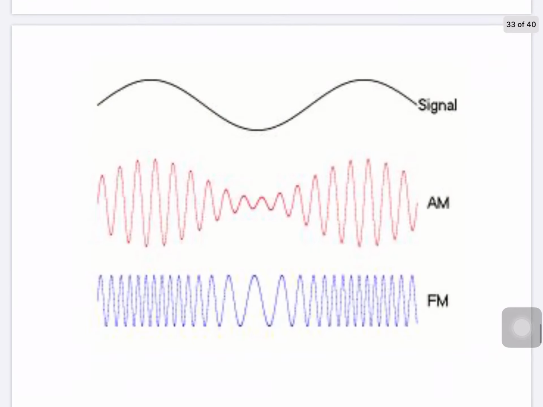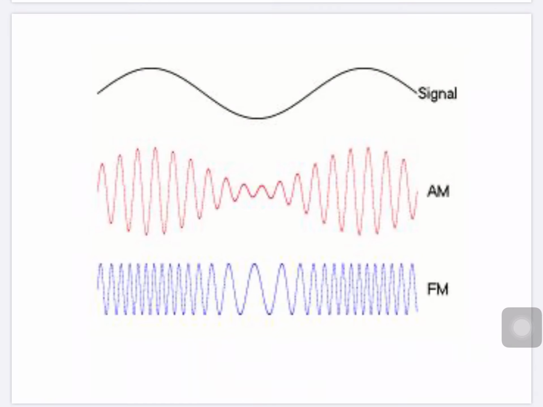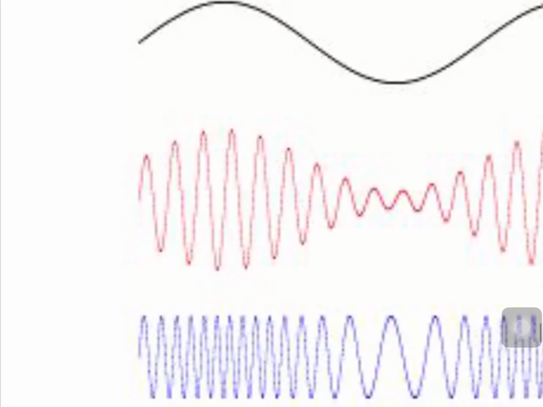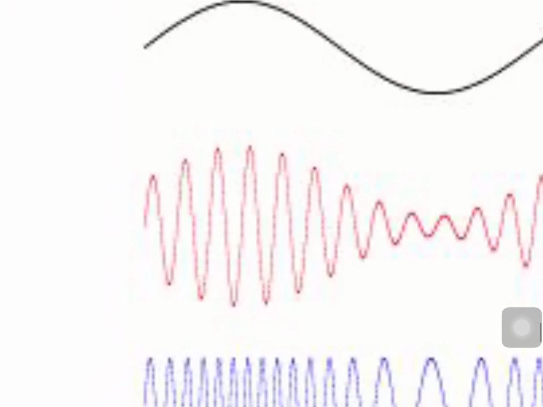Let us see first how a frequency modulated signal looks. The first signal is our original information signal. The second, red colored signal is the amplitude modulated signal, and the blue colored signal is the frequency modulated signal. You can see here where the original information signal has high amplitude, the shape of the amplitude modulated signal is maximum, and the frequency modulation is also maximum.